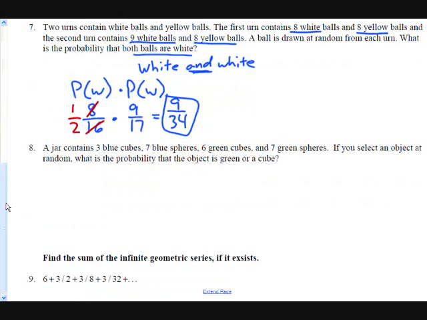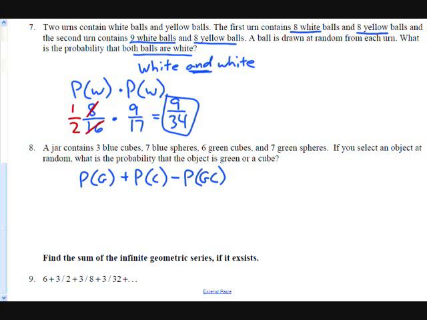The next one says a jar contains 3 blue cubes, 7 blue spheres, 6 green cubes, and 7 green spheres. If you select an object at random, what is the probability that the object is green or a cube? Again, or means we add, so I want the probability of green plus the probability of a cube. The issue here is that these are not mutually exclusive. These are inclusive, which means there's some overlap. There are some green cubes. So I have to subtract the probability that it's a green cube, that it's both of those things at the same time, because I don't want to count them twice.